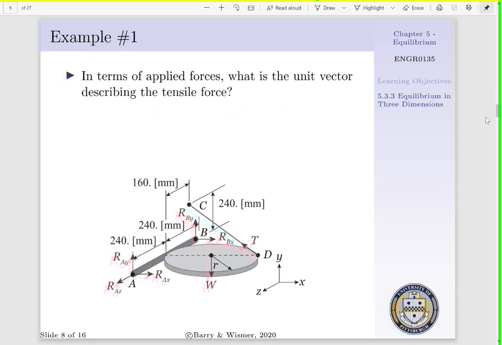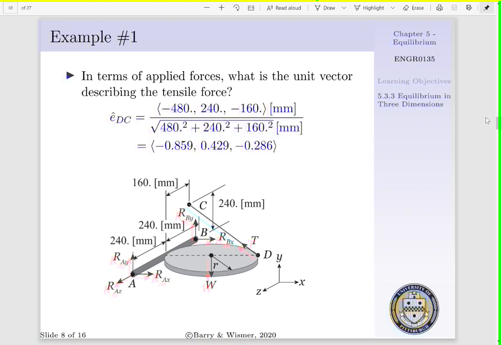Now, in terms of our applied forces, we need a unit vector describing our tensile force, i.e. the unit vector describing the line DC. And to do such, we can say E hat DC is equal to the vector DC, which is minus 480 millimeters in the x direction, 240 millimeters in the y direction, and minus 160 millimeters in the z direction per the magnitude of our vector, which is the square root of the sum of 480 millimeters squared plus 240 millimeters squared plus 160 millimeters squared. Or E hat DC would be equal to minus 0.859, 0.429, and minus 0.286.